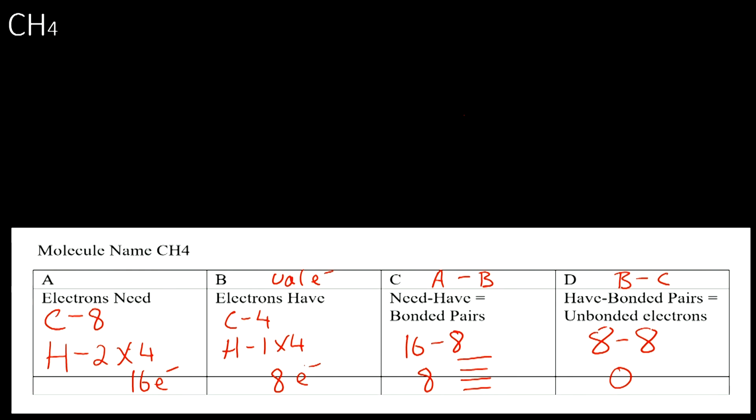Our carbon goes in the center. Hydrogens are always going to be on the outside. So 1, 2, 3, 4. And then we'll draw our bonded pairs between our atoms of our molecule in CH4. So that's how we draw it.